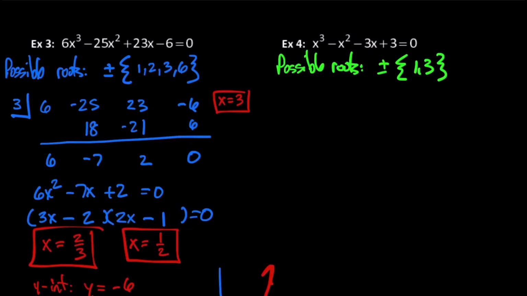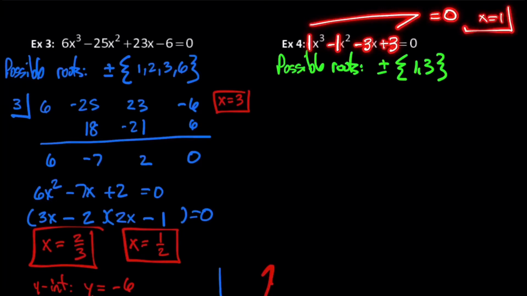Now I'm going to guess 1 here. And the reason I know 1 is a root is because a former student, David Lytle, came up with this pretty simple observation. If you look at all the coefficients, so 1, -1, negative 3, and positive 3. If all of those add to 0, then 1 is always a root. So that's the first thing I always check.